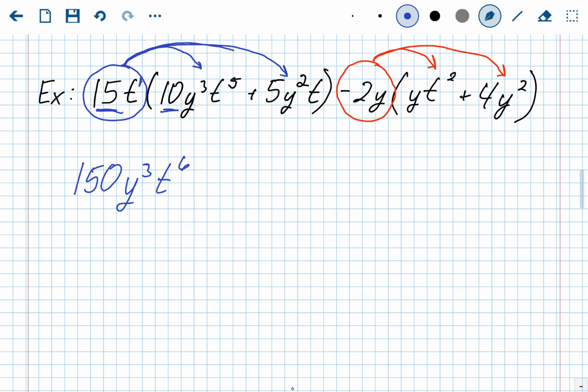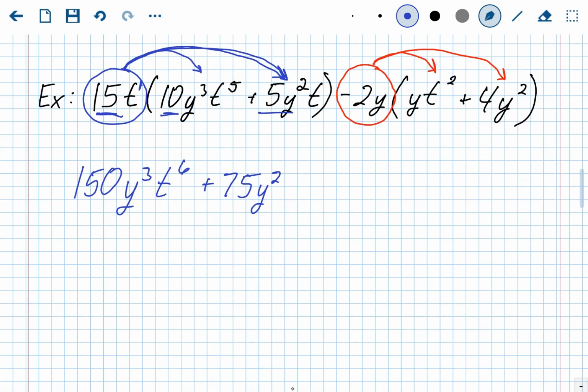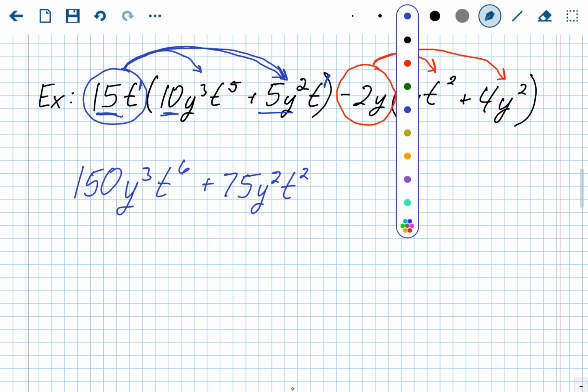Same thing on the second multiplication. We're going to do number times number. 15 times 5 is 75. It already has y to the second. And then the term we're multiplying into is also t to the first. So we got t to the first times t to the first. T times t is t squared. Add the exponents, 1 plus 1. All right, moving on to the next one.